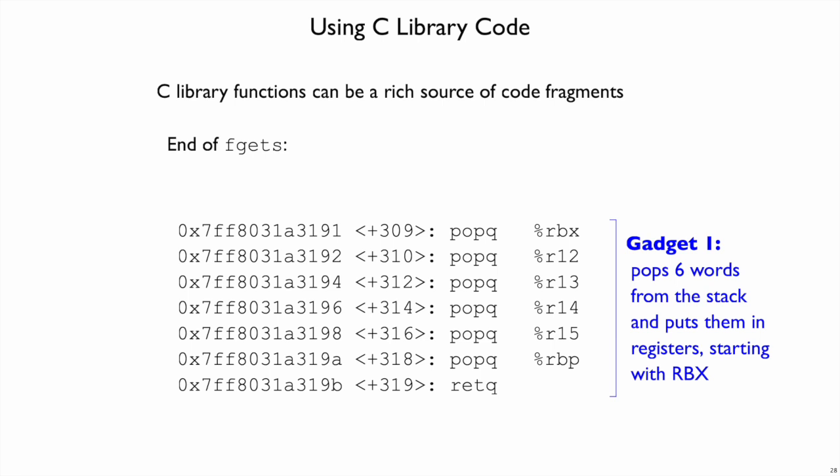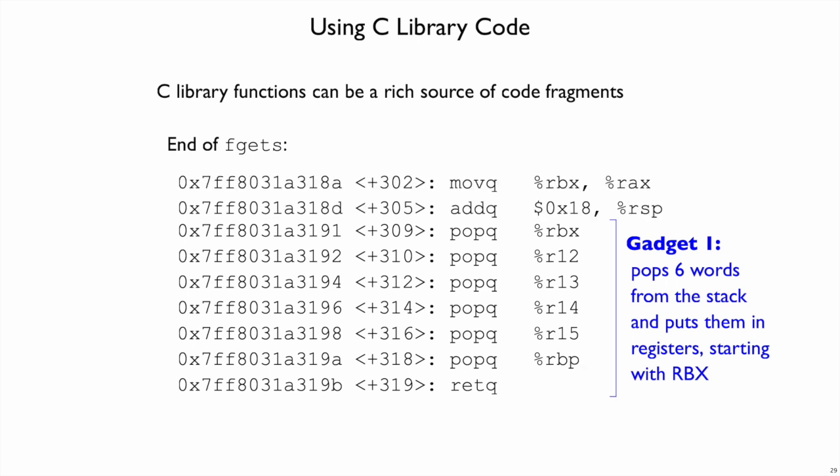So we have gadget number 1 here, which pops 6 words off the stack and puts them in various registers. Turns out the first one is RBX here and then some others. That's not quite what we wanted though. We wanted a value in RAX, not any of these 6 registers.